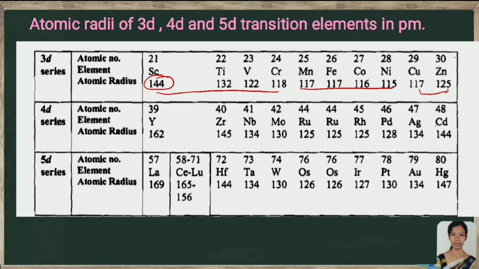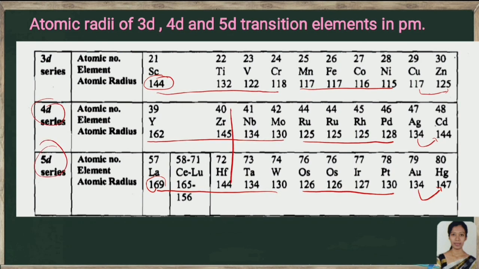In the 4d series, you can observe that from yttrium to molybdenum it is decreasing, from ruthenium to palladium it is almost constant, and after that from silver to cadmium it is increasing. In the 5d series, from lanthanum to tungsten it is decreasing, from osmium to platinum it is almost constant, and from gold to mercury it is increasing. You have to observe one more factor: the 4d series and 5d series have similar atomic radii. This is because of lanthanoid contraction, as I said before.